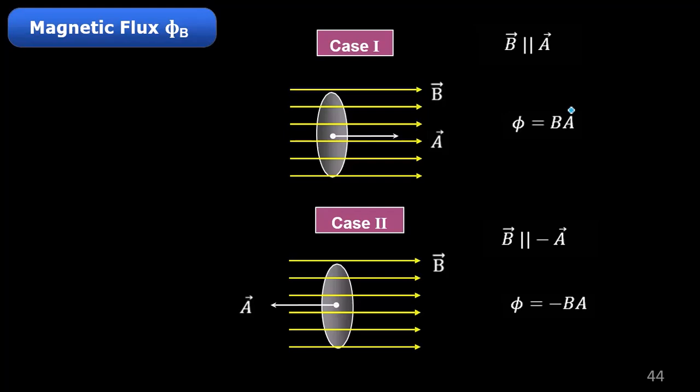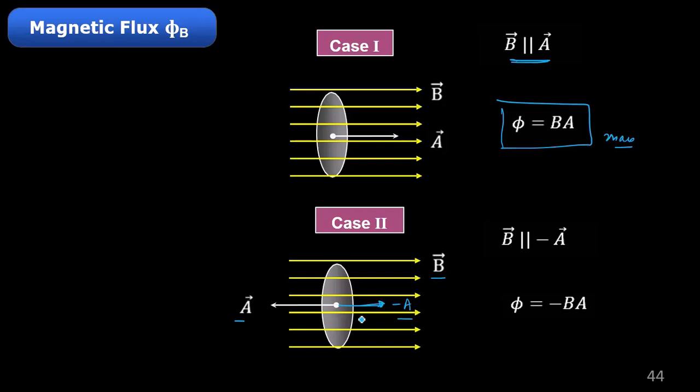Now, whenever B is parallel to A, the flux is maximum. Whenever B and A are anti-parallel, B is parallel to minus A. Why minus A? Because if I draw A on the left hand side, so positive A is on the left hand side, then negative A should be on the right hand side.